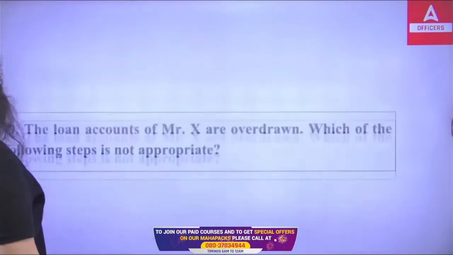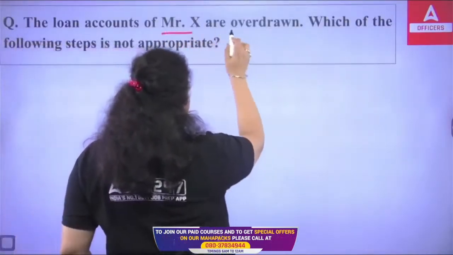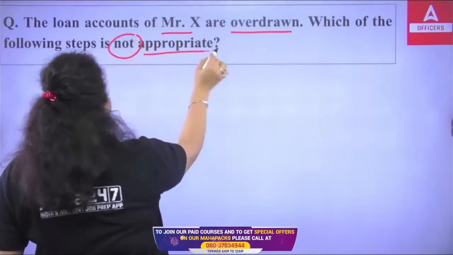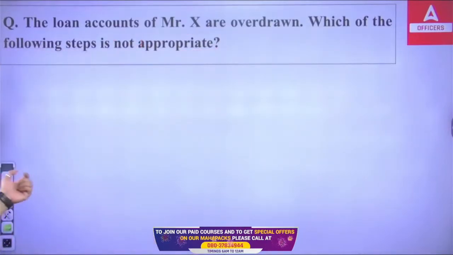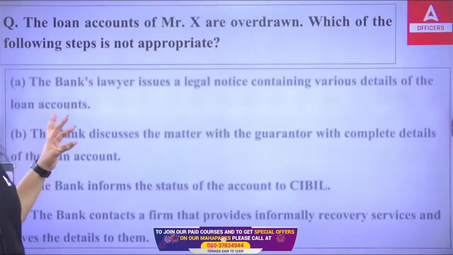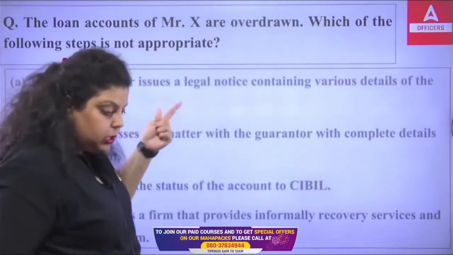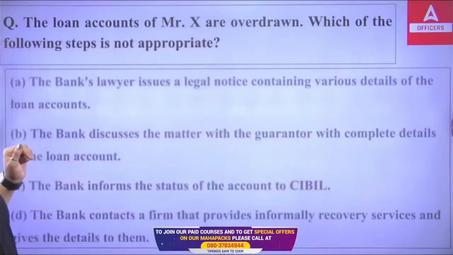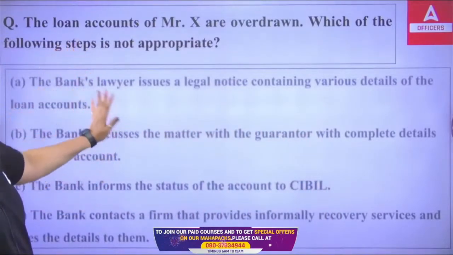Now, the next question we have: the loan account of Mr. X is overdrawn. Which of the following steps is not appropriate? So Mr. X has an account in a bank, and that account has been overdrawn. Like, as per the limit, more money has been drawn than allowed from Mr. X's account. So which of the following cannot be the appropriate step?